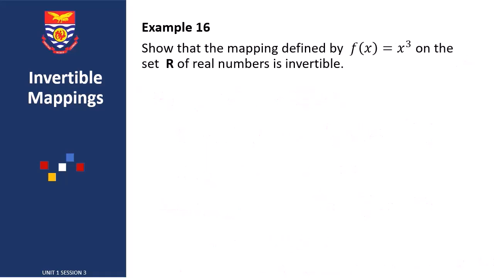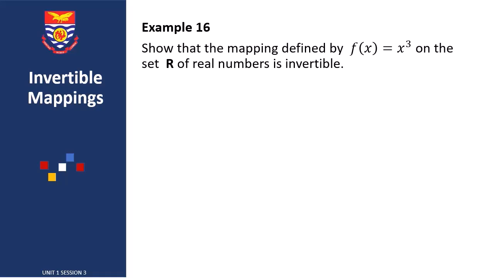Great. Let's see example 16. Here we want to show that the mapping defined by f of x equals x cubed on the set of real numbers is invertible. So how do you show that this function is invertible? We show that f is 1 to 1, and at the same time, we show that f is onto.